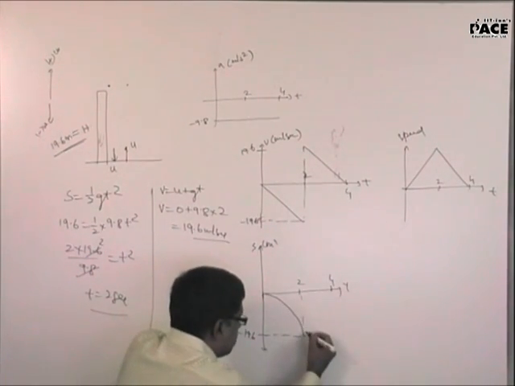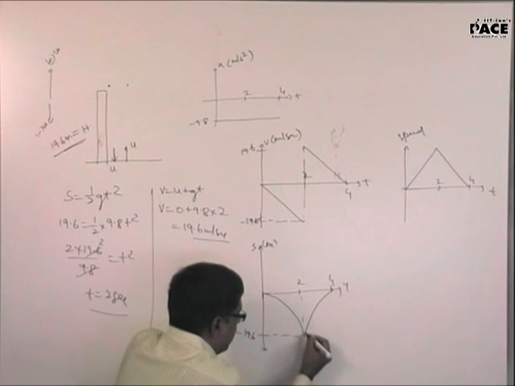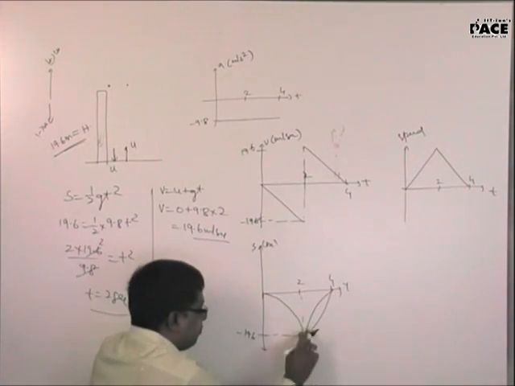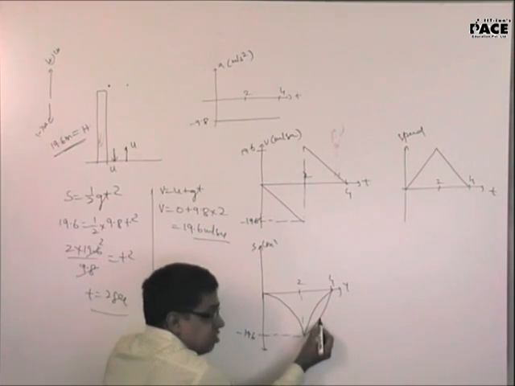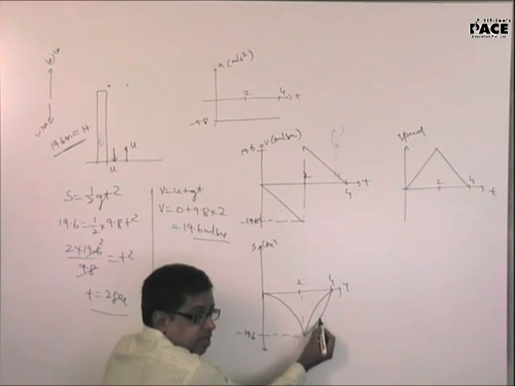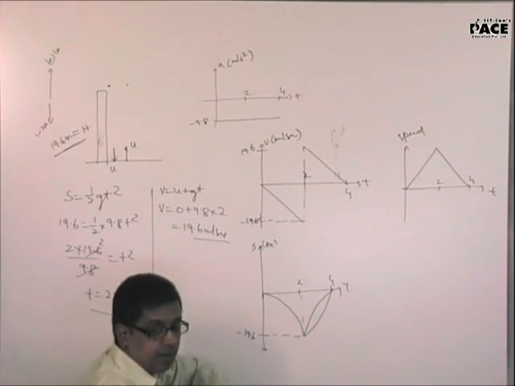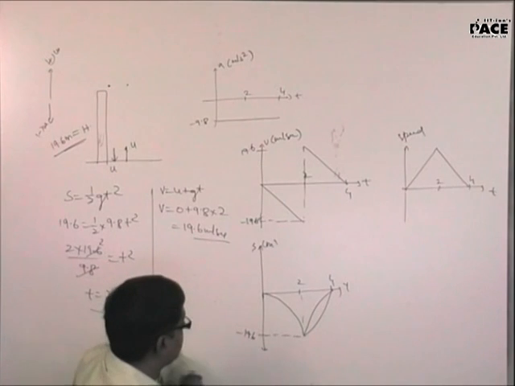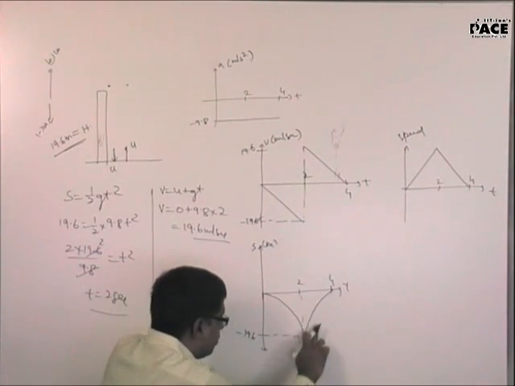It should be reaching this. Either it should be coming in this way or it should be coming in this way. If it comes in this way, for this the slope is increasing. If the slope is increasing, for me velocity will be increasing. That doesn't happen. Velocity is decreasing. So remove this.